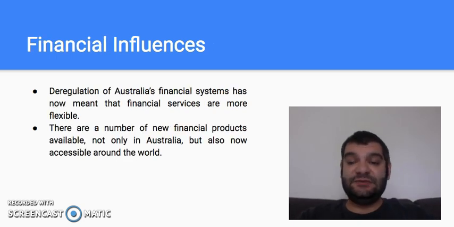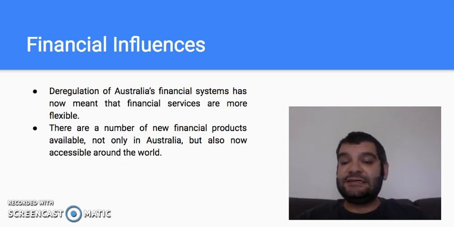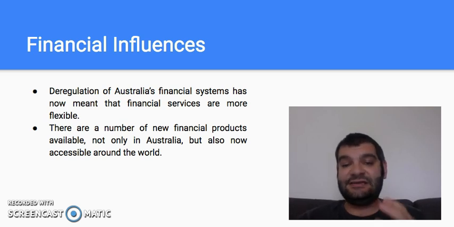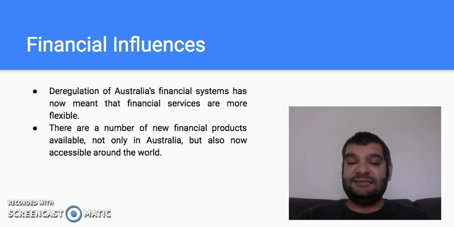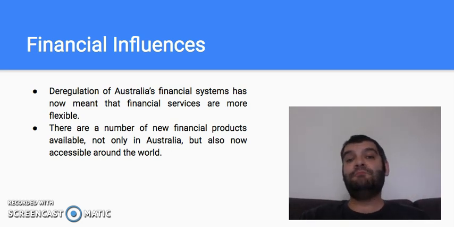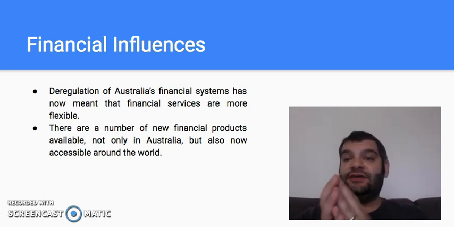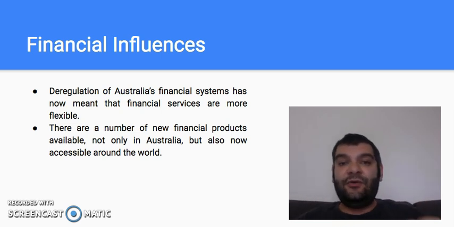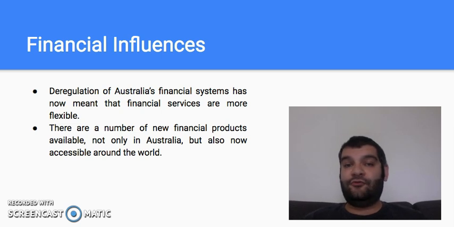The next influence here is financial. Now, since 1983, when Australia floated the dollar and deregulated the financial system, it's now meant that financial services are much more flexible. And not only are they more flexible, but there's now more financial products available, not only in Australia, but also around the world. So businesses now can access more products in the financial system in Australia.